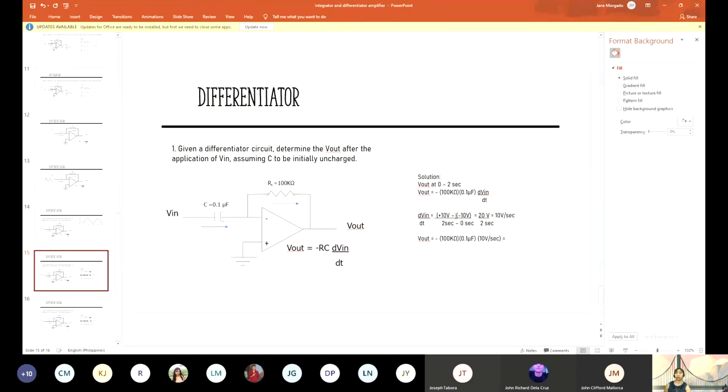So, 10 minus negative 10 is 20 volts over 2 seconds. So, the rate is 10 volts per second. So, that is our dV over dt. So, therefore, 100K times 0.1 microfarad times 10 volts per second. So, what is the value? What's the answer? 100K times 0.1. What's the answer?